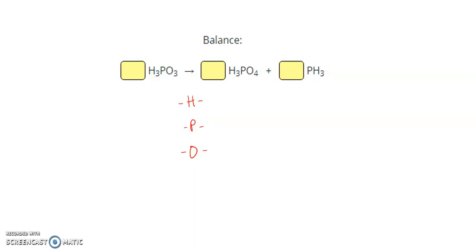This video goes with balancing equations 4. So for this problem, H3PO3 yields H3PO4 plus PH3. Notice that the polyatomic ions, PO3 and PO4, don't stay totally the same on each side of the arrow. So I'm going to break up their atoms, P and O, and not count them as one big chunk. I'm going to count up the number of atoms of each element on each side of the arrow.